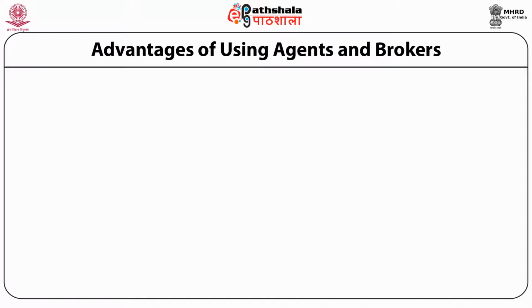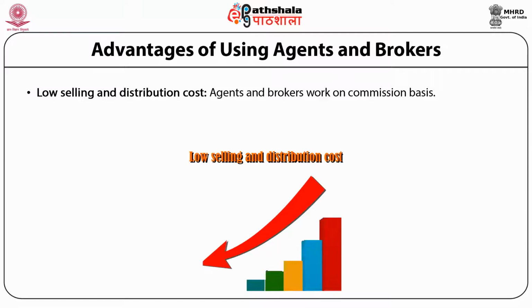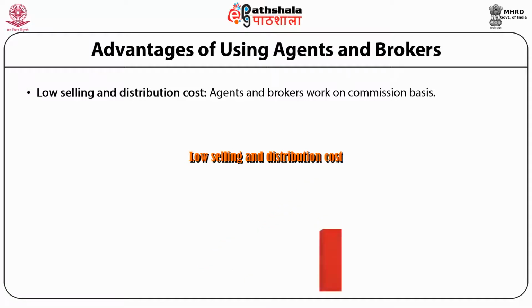Advantages of using agents and brokers. Low selling and distribution costs is the first advantage. Agents and brokers work on a commission basis. Service companies need not employ permanent sales staff for this purpose and can just keep agents and brokers and pay commission so that they can reduce their selling and distribution cost.